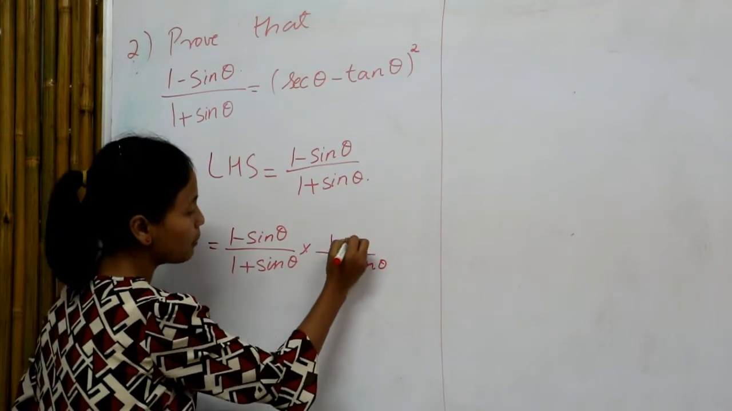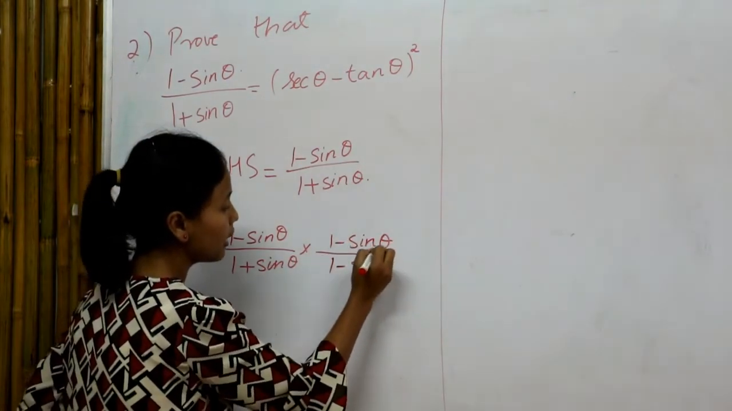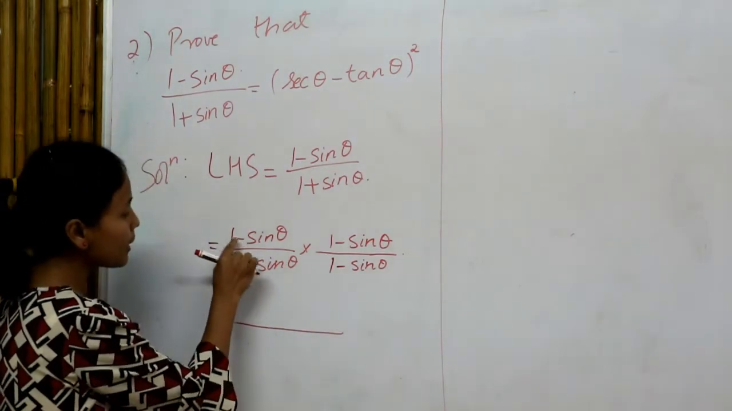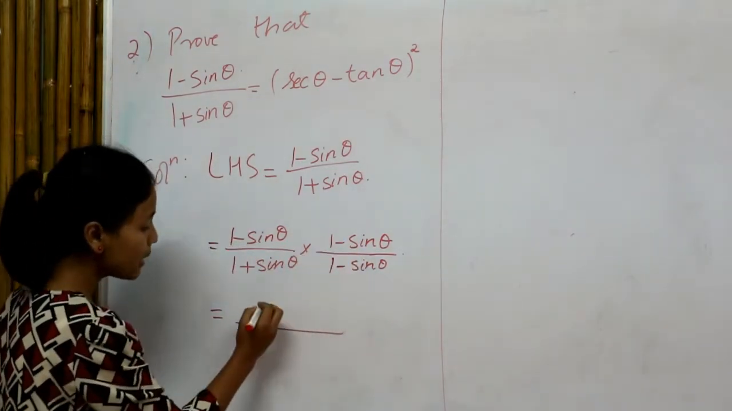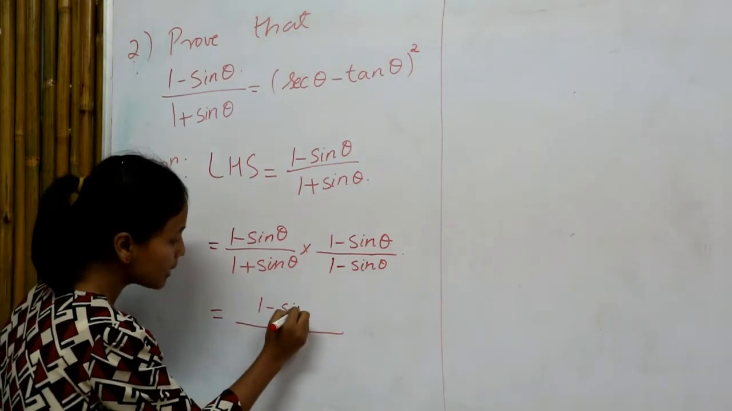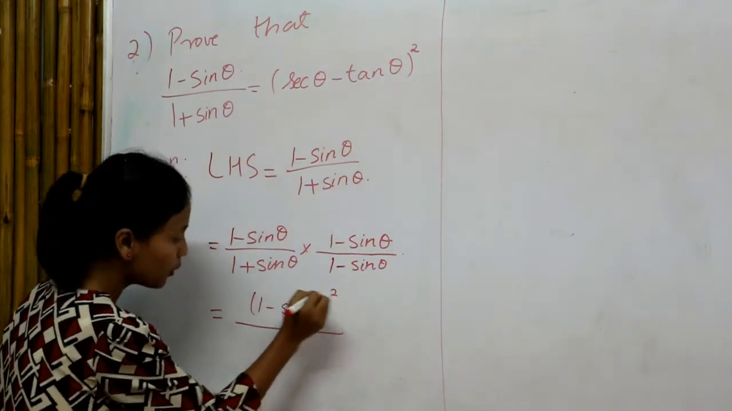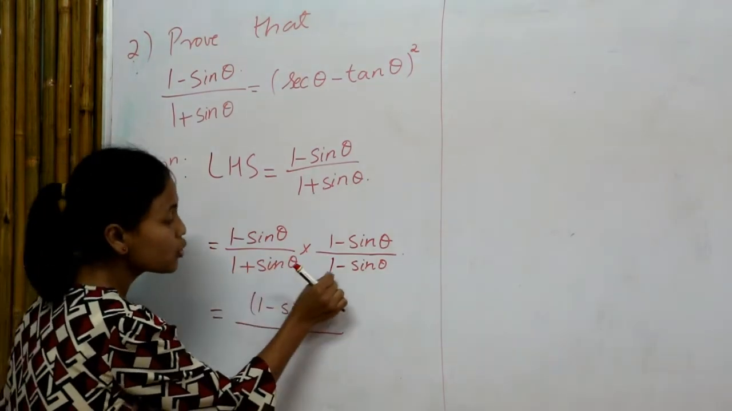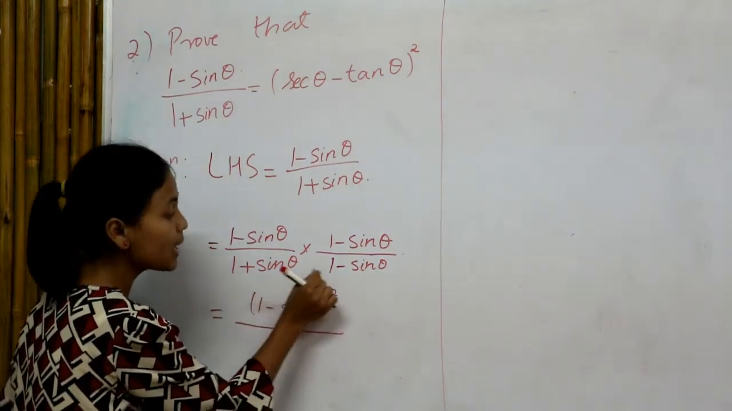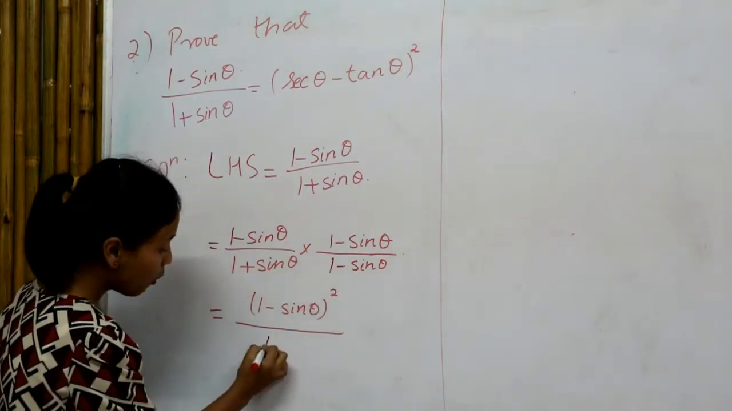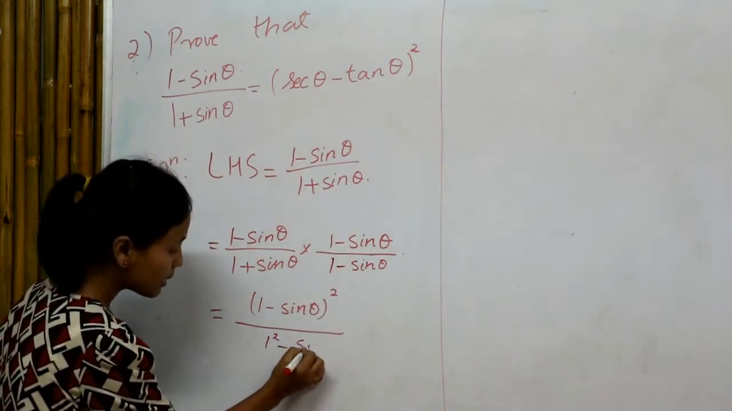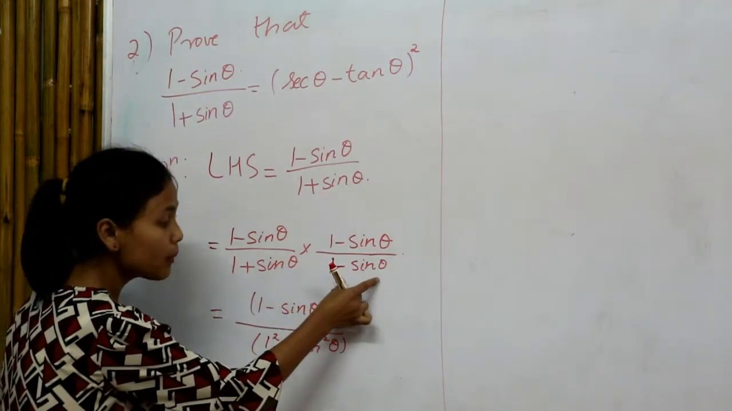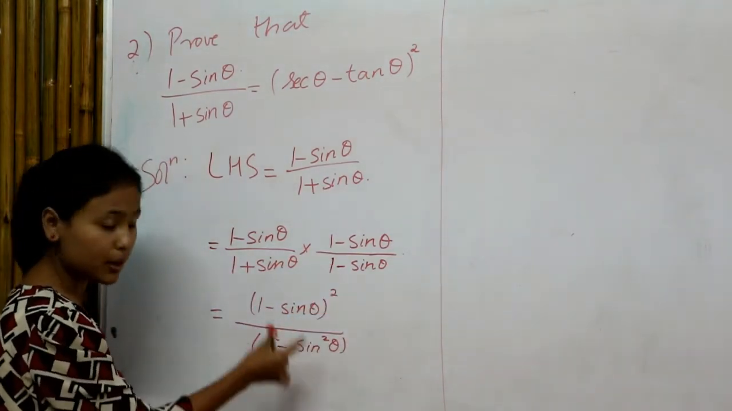Alright, you have to multiply both numerator and denominator. Okay, so in the numerator, 1 minus sine theta into 1 minus sine theta is (1 minus sine theta) whole square. In the denominator, (1 minus sine theta) into (1 plus sine theta) is 1 square minus sine square theta. Here we are using that (a plus b) into (a minus b) is a square minus b square.